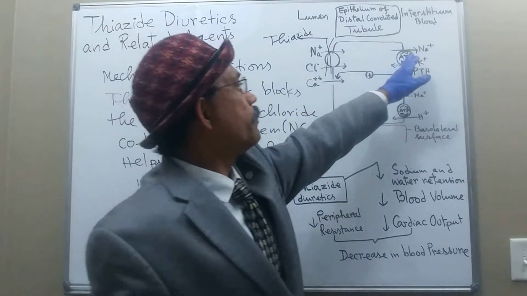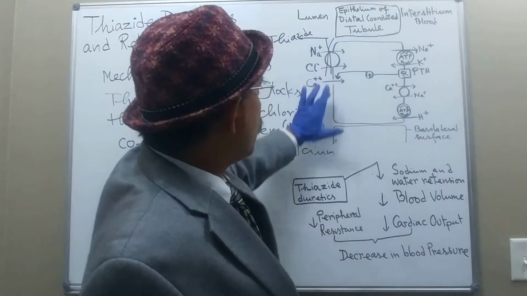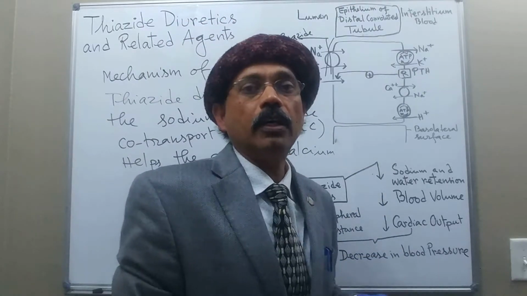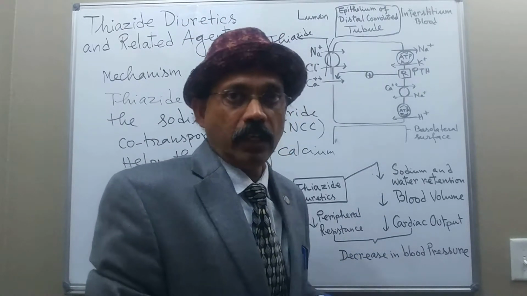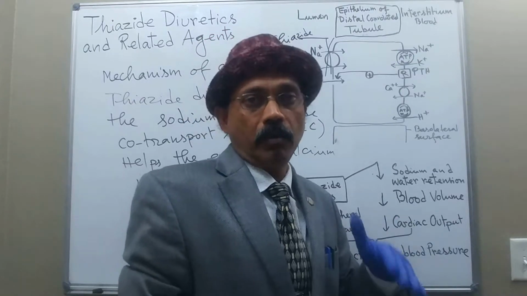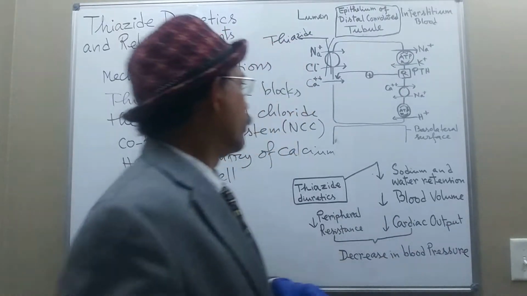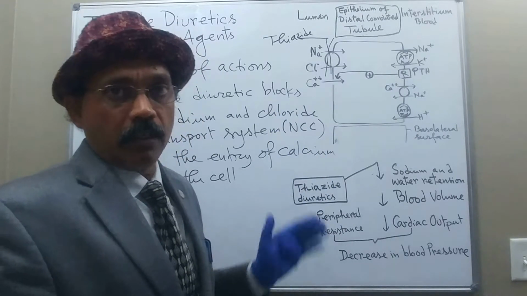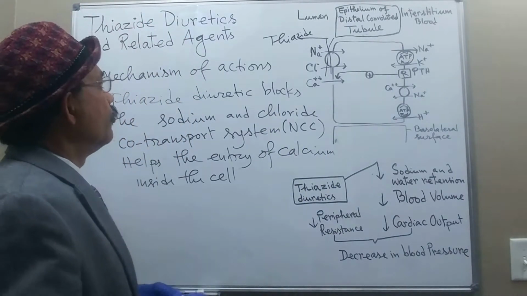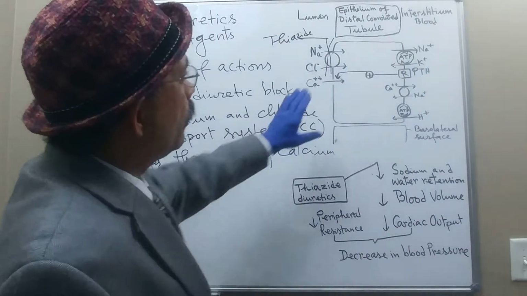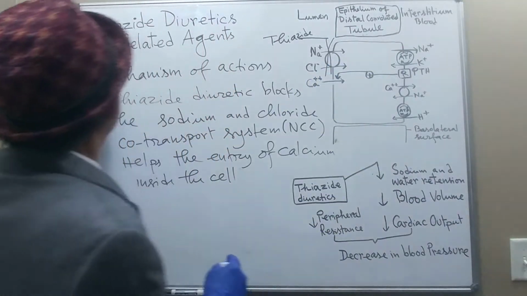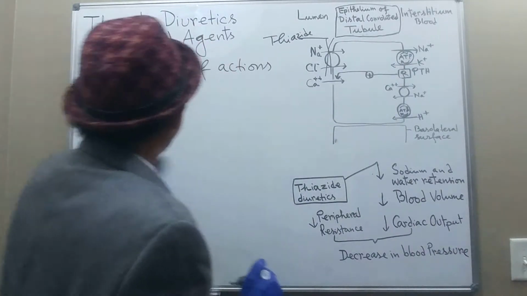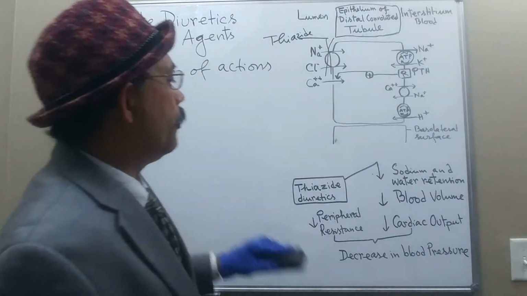Potassium should not be exchanged at this level, but potassium is exchanged in the collecting duct, and that also needs the aldosterone. There is also exchange between sodium and potassium in the collecting duct. Okay, we got the mechanism of action of the thiazide diuretic. Now, how does it work?